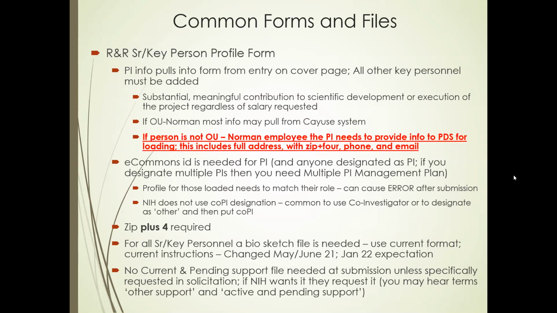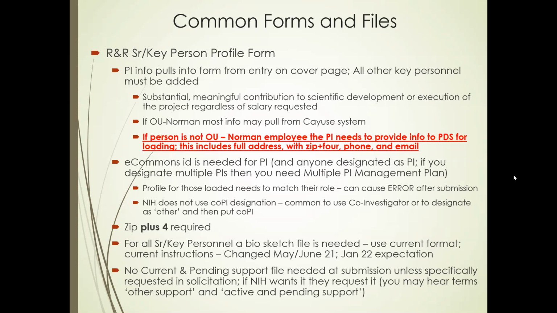If the person's not at OU, for example, they're at HSC or the University of Ohio, then you have to give us their information, like their full address, their title, their zip+4, their phone, and their email. And we can send you a template that has blanks where you can fill in this information.